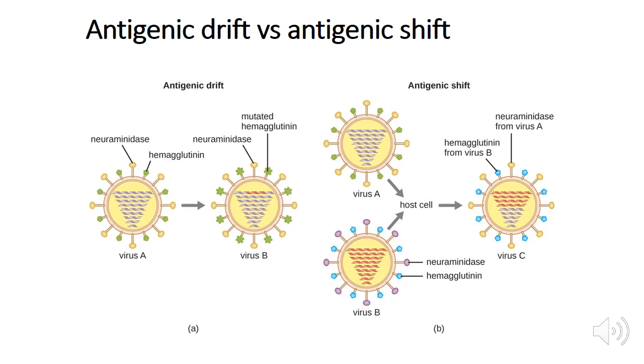So another diagram just to help show the difference. You can see in the antigenic drift that the tiny changes on the hemagglutinin, whereas on the antigenic shift diagram, your RNA has combined from virus A and virus B to create a novel combination and a completely new virus C.